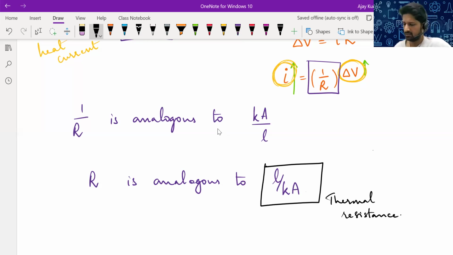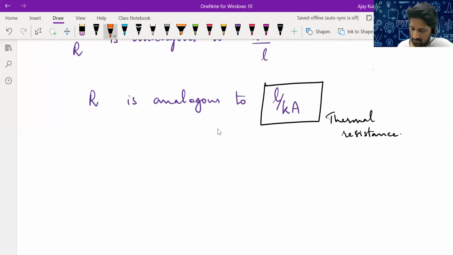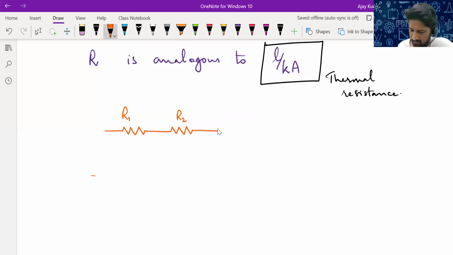Now, why are we discussing all this? Why are we deriving an analogy between heat current and electrical current? Because in electrical current, you must have learnt laws of combination of resistances. Suppose there are two resistors connected in series, one next to another, one having resistance R1, the other having resistance R2. You can replace them with a single resistance, which is called effective resistance. Can one of you quickly tell me how much is the effective resistance of a series combination?